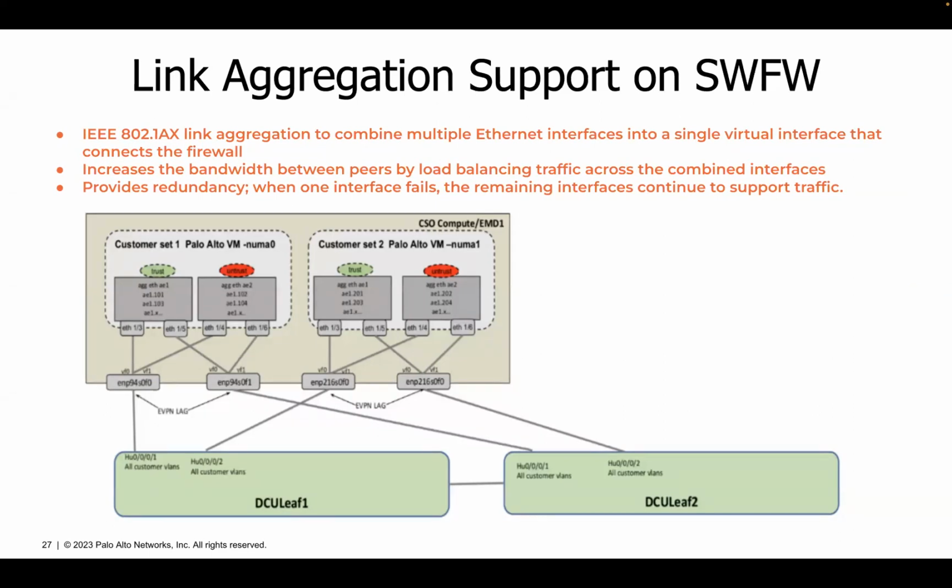the combined interfaces. As we move to 32 vCPUs and 64 vCPUs and eventually 128 vCPU virtual firewalls, as we're supporting virtual firewalls that can do 20, 30, 40 gigs of throughput. Obviously, we need to be able to do link aggregation across 40 gig and 100 gig links to support that throughput.